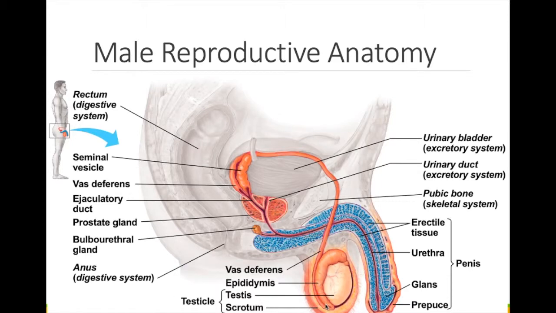The sperm then enters this tube. The sperm is held here in the epididymis until an ejaculation. When an ejaculation occurs, then the sperm will enter this tube called the vas deferens, where it goes all the way up over the urinary bladder into what is called the ampulla.